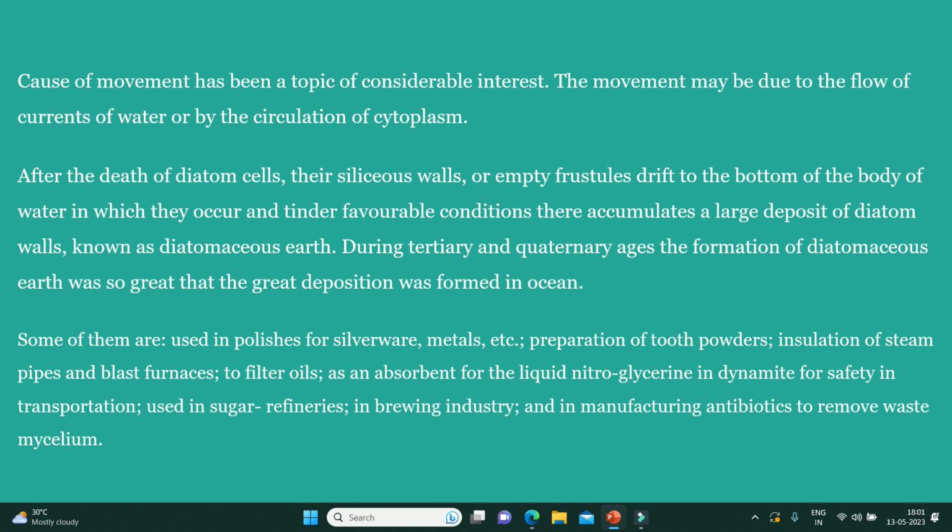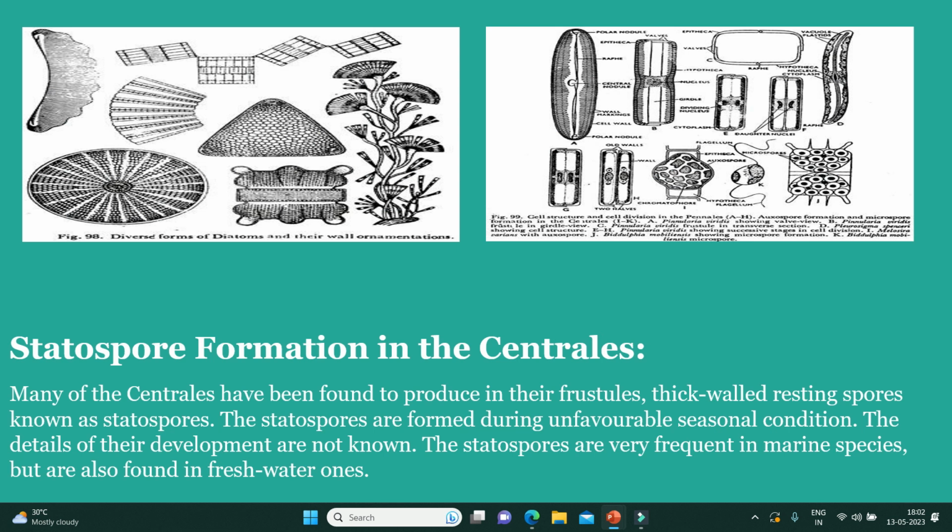We can see some uses of the diatoms. Some of the important uses are in the polishing of silver, metals, etc., and also for the preparation of tooth powders, insulation of steam pipes and blast furnaces, to filter oil, and also for the absorption of liquid nitroglycerin in dynamite for safety in transportation. They are also used in sugar refineries and brewery industries.